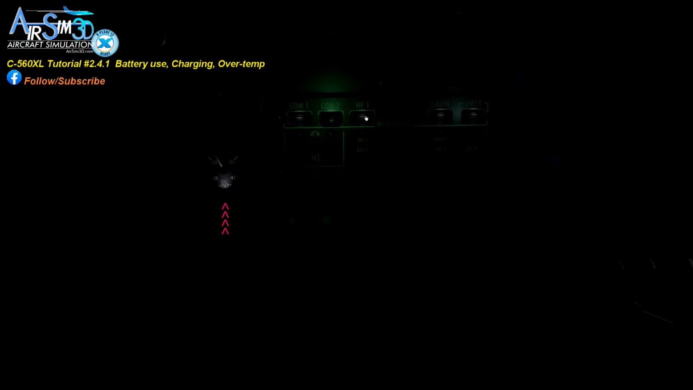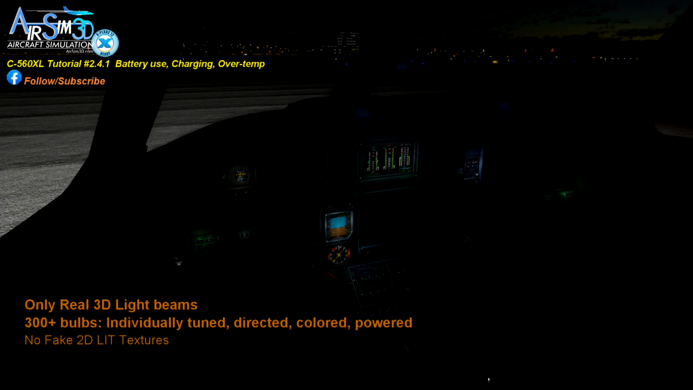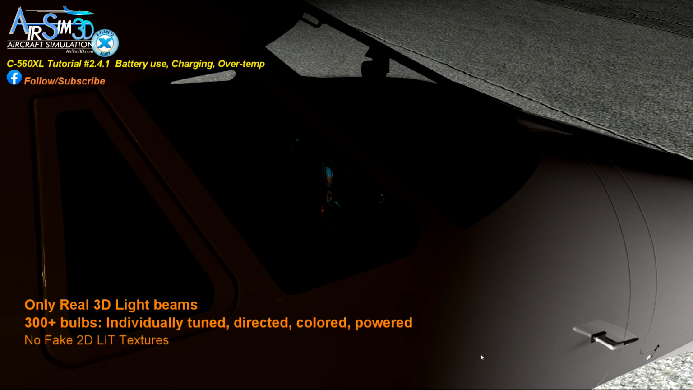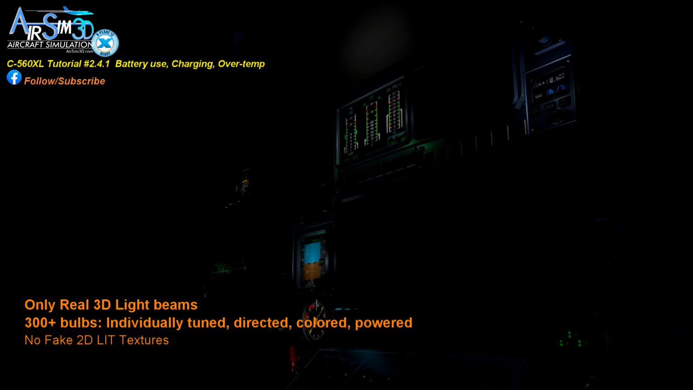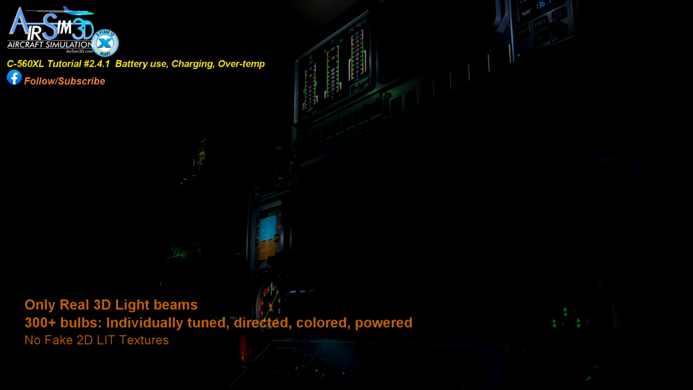And finally, the DC voltmeter in the lower left on the pilot side. Although if you notice, it now has a small LED to light up and conserve power, and it's not backlighted as it would be if the panel were operating under main battery power. There's a little attention to detail there. So as you can see, the C560XL panel in this state is very realistically lighted. There are no fake 2D lit textures, only real 3D lighting that's tuned, directed, and colored for a spectacular night flying, authentic experience, which we feel is a real differentiator in this aircraft.